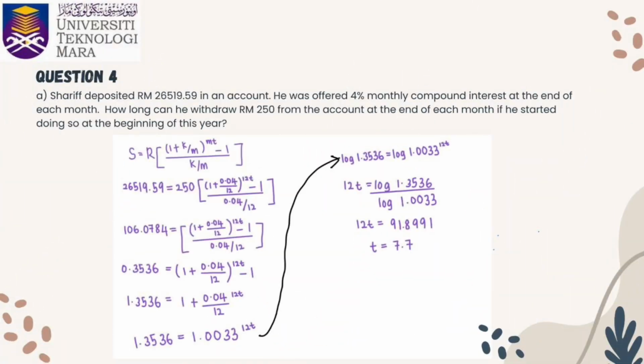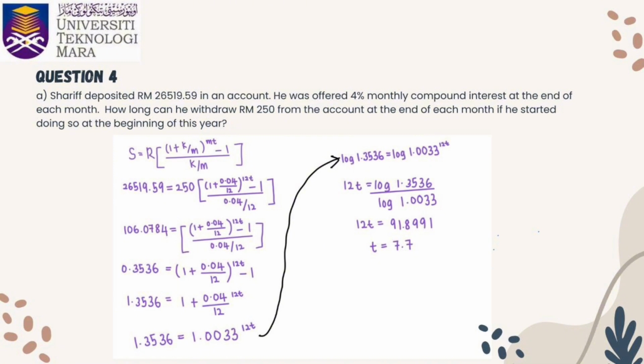Syarif deposited RM26,519.59 in an account. He was offered 4% monthly compound interest at the end of each month. How long can he withdraw RM250 from the account at the end of each month if he started doing so at the beginning of this year? From the question, we know that S equals 26519.59, R equals 250 ringgit, n equals m times t, n equals 12t, and the interest rate is compounded monthly at 4%.